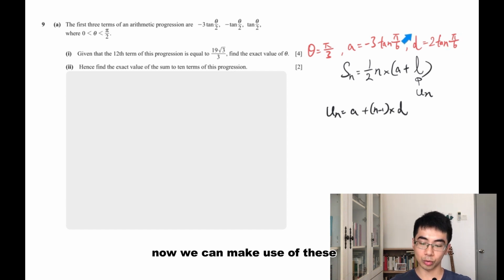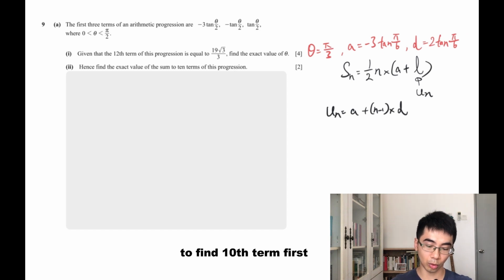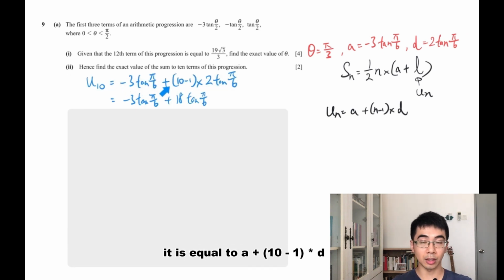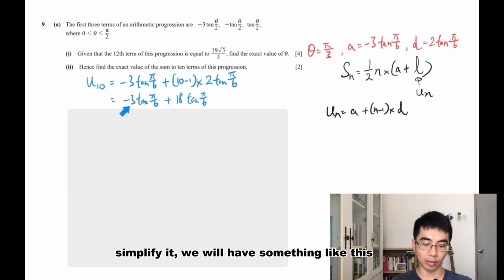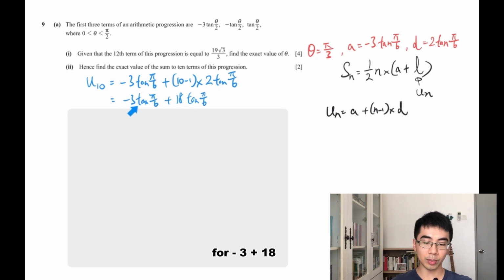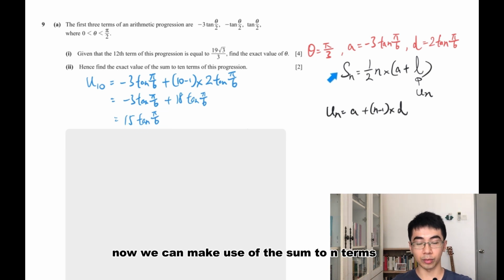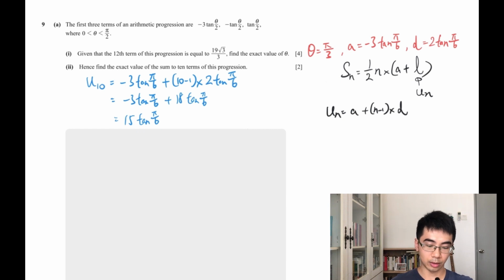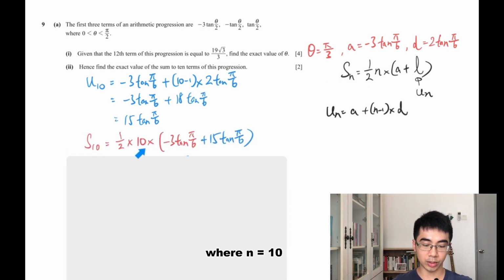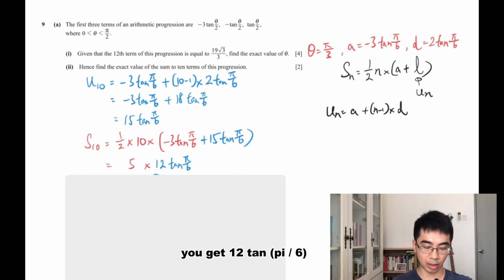So now we can make use of this to find first the 10th term. It is equal to a plus bracket 10 minus 1 times the common difference, and then simplify this, we will have something like this. So negative 3 plus 18, we will have the 10th term should be 15 tangent pi over 6. And now we can make use of the sum to n terms. Just substitute everything, right? Where n is 10, and then the first term, and then the last term, 15 tangent pi over 6. Add them up, you get 12 tangent pi over 6.